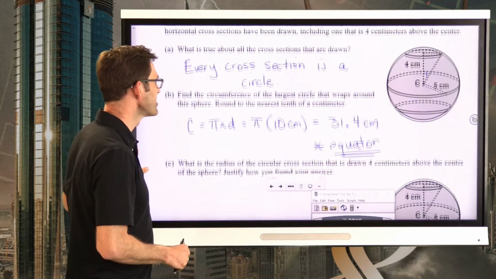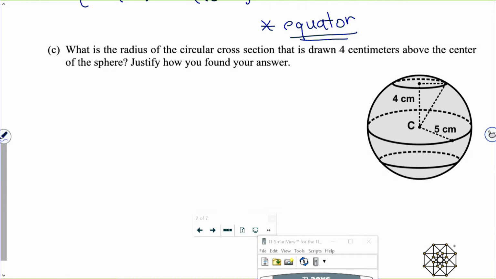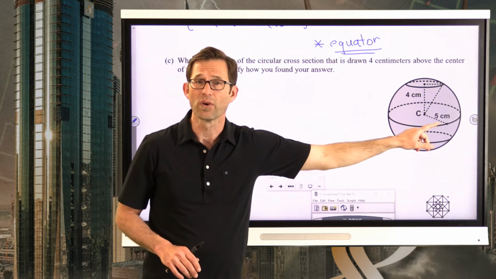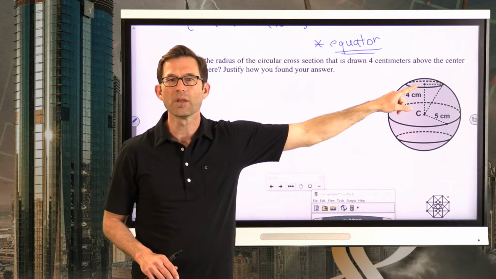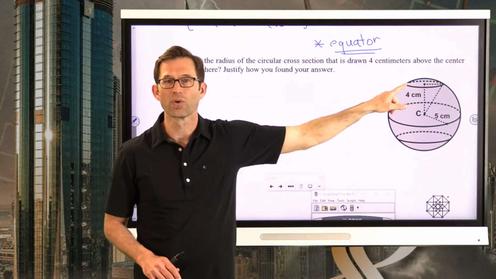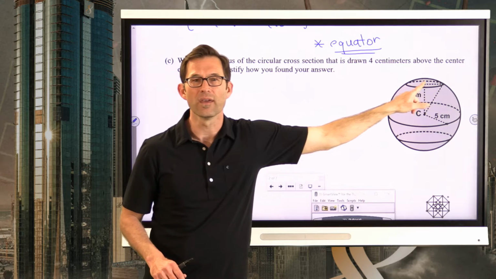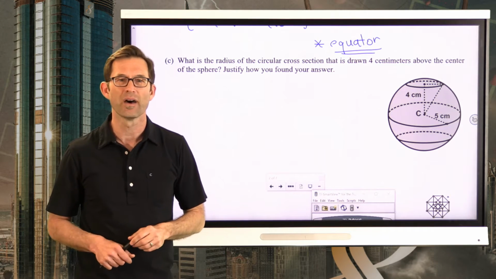Now, let's get into something that's a little bit trickier. Letter C. What is the radius of the circular cross-section that's drawn 4 centimeters above the center of the sphere? Justify how you found your answer. So, the biggest circle that goes around this sphere has a radius of 5 centimeters. But what if I went 4 centimeters above the center of that circle and then drew a circle in? What would that radius be? Can you figure out how to find that? Pause the video now and see if you can think about it.